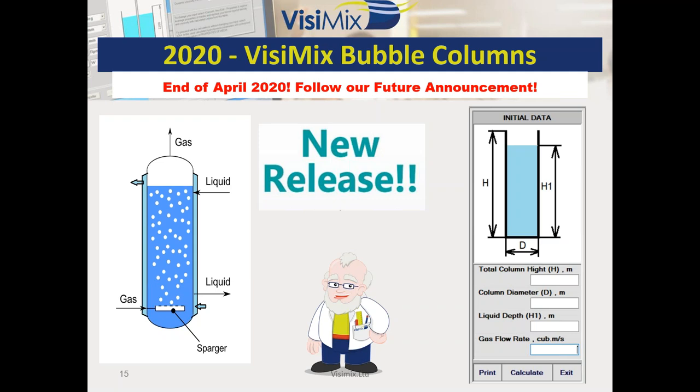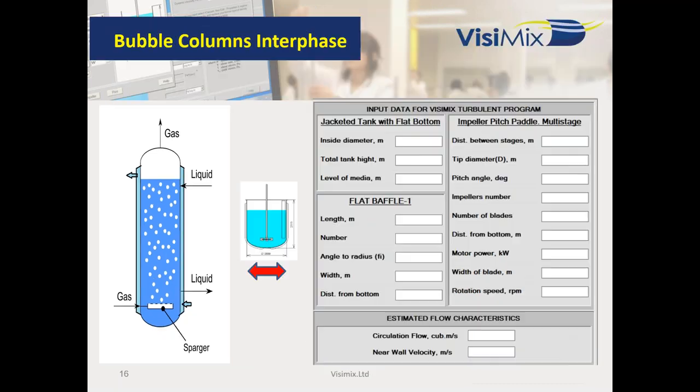So you will be able to see that models that are inside VisiMix are able to be used for different operations. For instance, when we have this column that has no impeller, and you feed the elemental data about the geometry, that is the column height, the column diameter, the height diameter, and of course the level of the media, and what is the gas flow provided from this bubbler, we will be able to tell you immediately, by using the models of VisiMix, how to set up the data into VisiMix in order to calculate the heat transfer in the bubble columns and main gas-liquid parameters that become critical in the biotechnology industry.